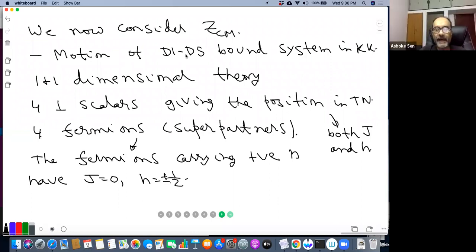Yes, so the D5 is wrapping K3. If K3 had a one cycle, then you could have said that the gauge fields living on the D1 brane could be Wilson lines associated with those one cycles. But because there is no one cycle in K3, the degrees of freedom associated with K3 are trivial. The D1 brane motion in K3 has already been taken into account, right? The D5 is wrapping the whole of K3. Is that point clear?